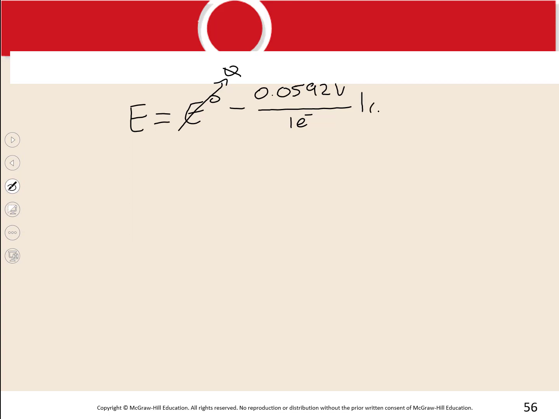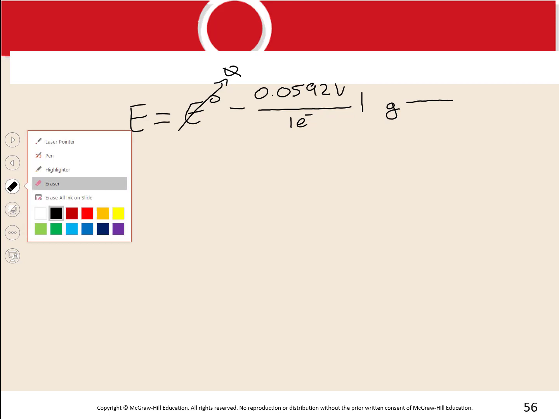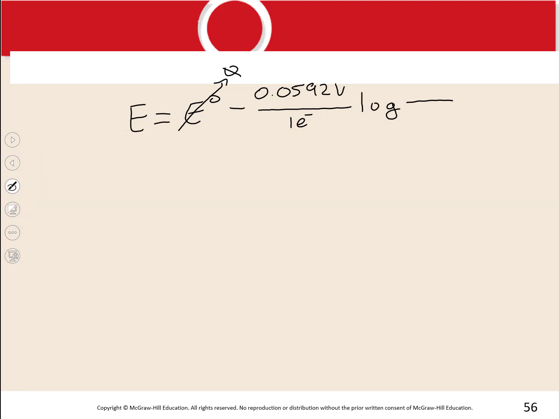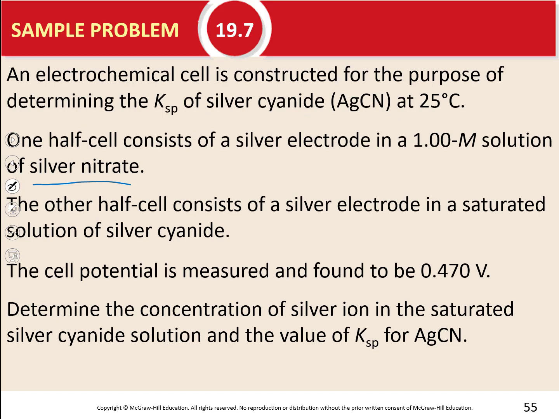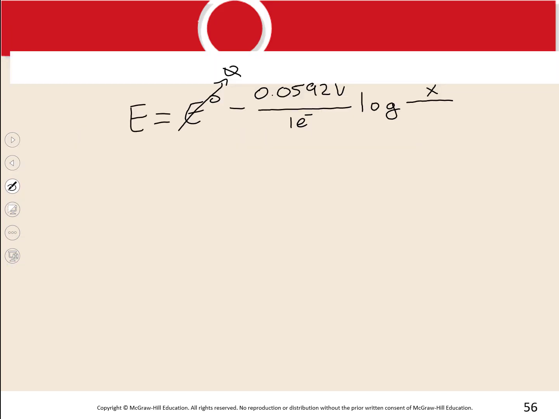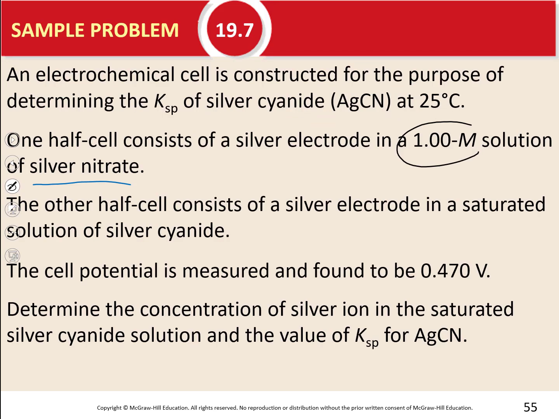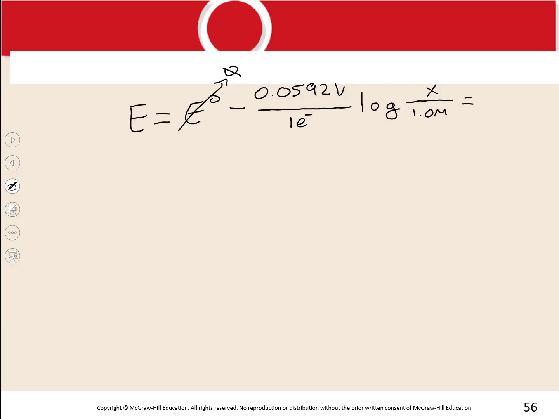Of Q, where Q is going to be what over what? Good. Dilute over concentrated. Dilute, which is what we don't know, over concentrated. What was the concentration of the concentrated silver? 1. Good. 1 molar. So that's going to be 1 on the bottom. And we measured the E for this to be 0.470 volts. So that's all going to be equal to 0.470.